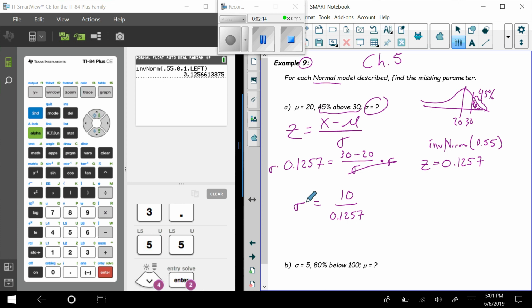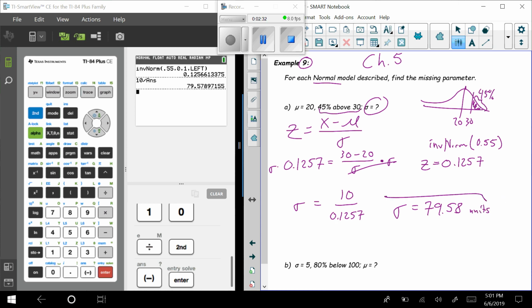And yeah, we're just solving for a variable. We've done this stuff before. That's 10 in my calculator divided by second answer, so I don't have to have any rounding mistakes. And I get that my standard deviation was 79.58 units. Okay.